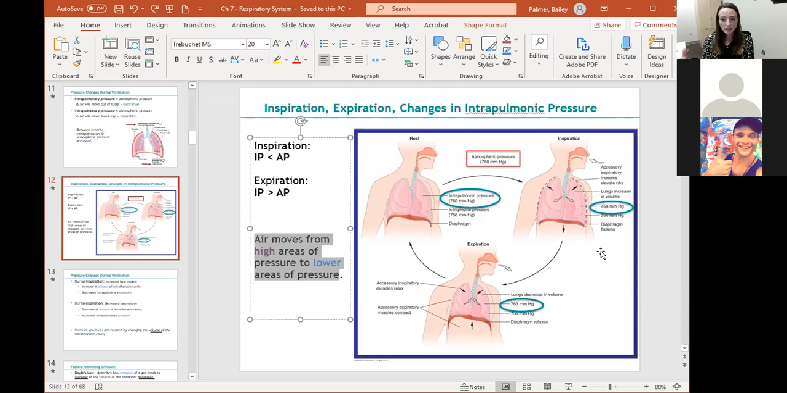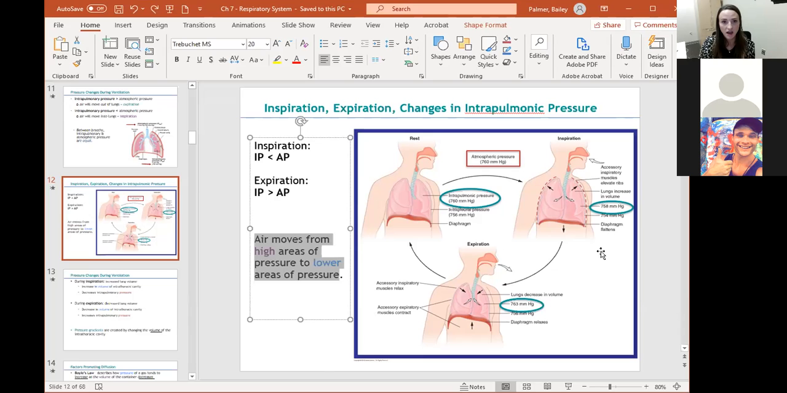But then there's only so much we can expand. Think about expanding your lungs. There's a physiological maximum that we reach. And once we reach that, we have no choice but for those lungs to start recoiling. That's just how our body works. That's how those lungs are designed. So once we inhale and reach that physiological maximum, the lungs start recoiling. When they recoil, that decreases the volume, and now the pressure in the lungs starts to increase. As that pressure increases, the air is going to rush out of the lungs. So that causes expiration.